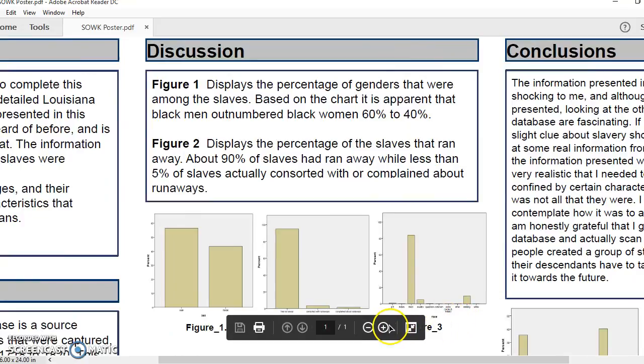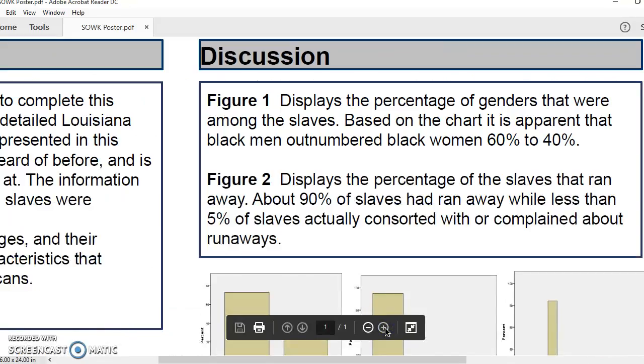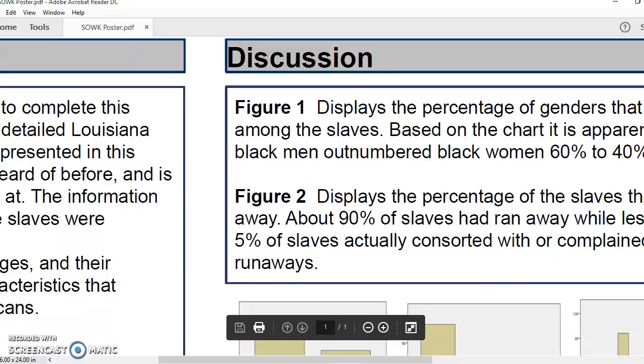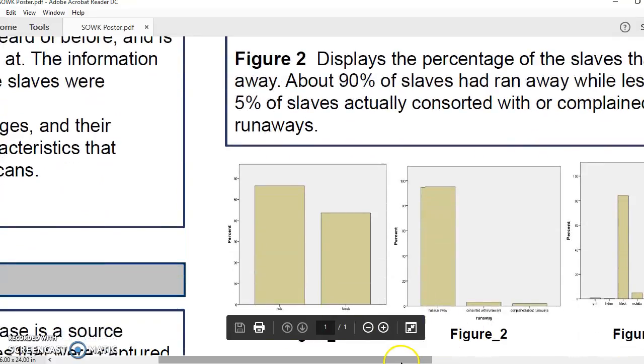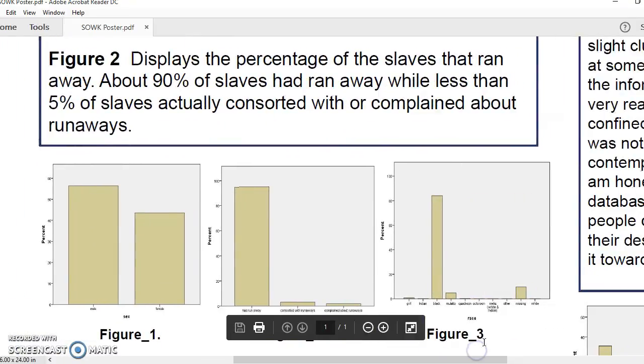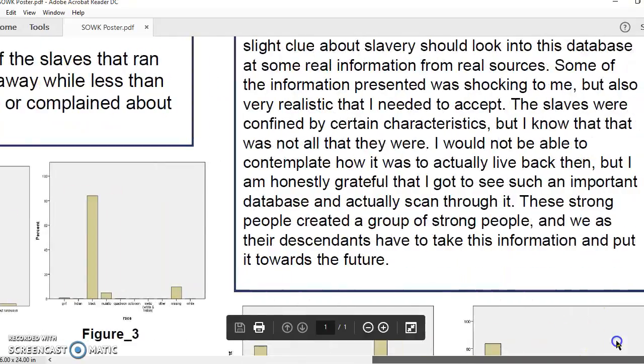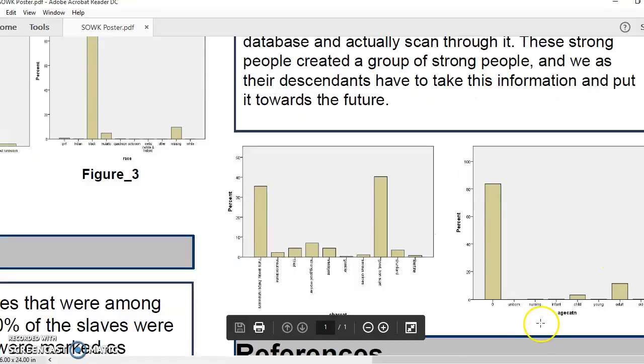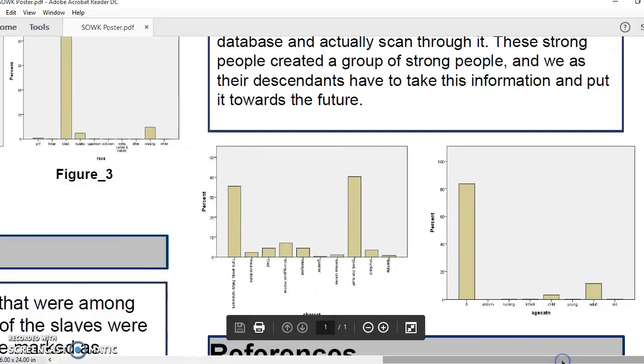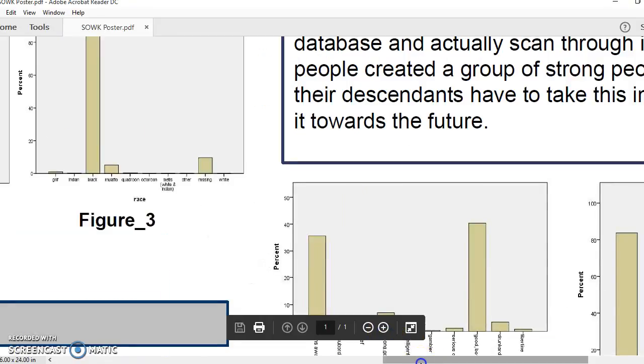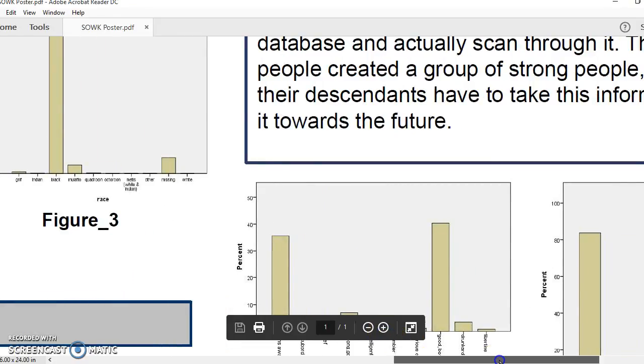I'll zoom in here on the graphs some more. These are the first 3 graphs. Over here on the right are the second 2 graphs.